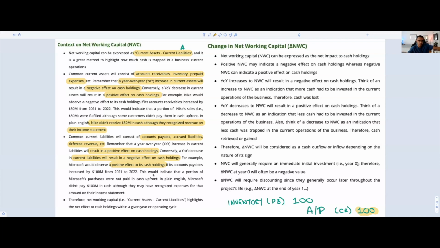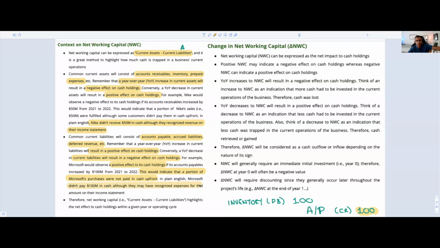For that reason, this would mean that they saved $100 million, okay? And this is a really good definition here: this would indicate that a portion of Microsoft's purchases were not paid in cash upfront. And in plain English, Microsoft didn't pay $100 million in cash, although they may have recognized the expenses attached to that amount on their income statement. That's another good way to look at it. Right? So they did not pay in cash.